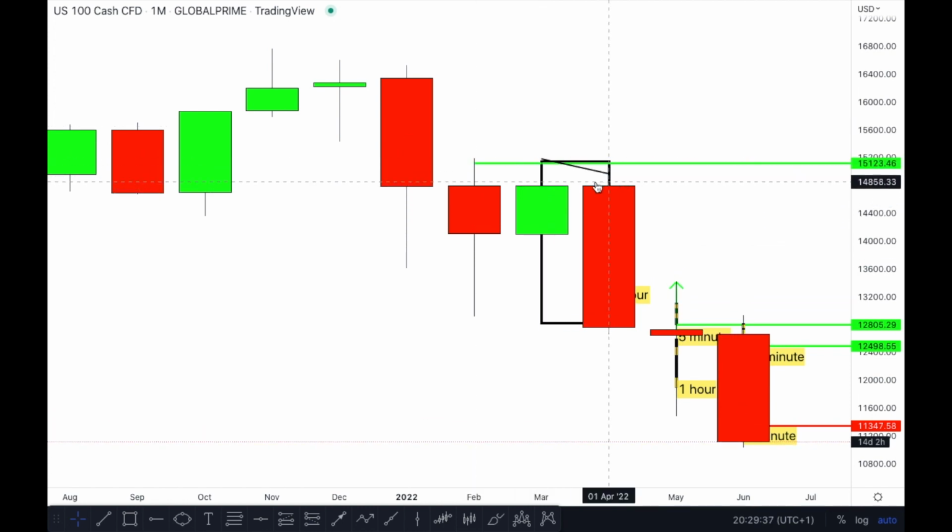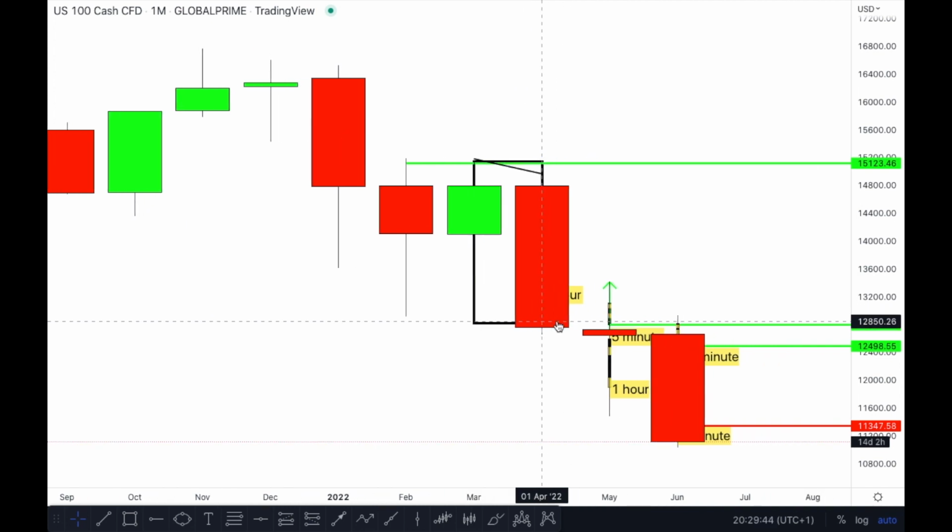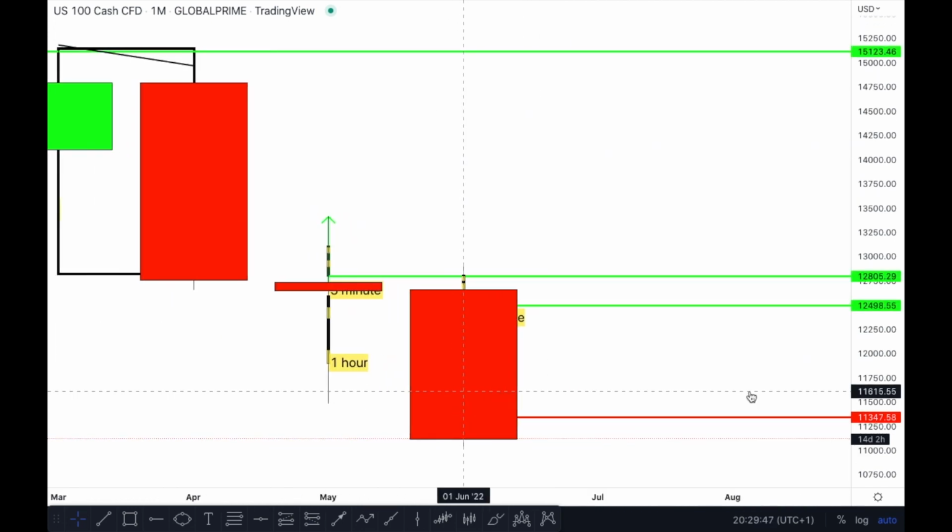Then the next month after, when you saw the rejection, it opened here, and then straight away we saw price went all the way down to go cover this liquidity. Look how it pretty much covered it perfectly. And we're seeing the same thing here, and this is why NAS100 is selling right now.